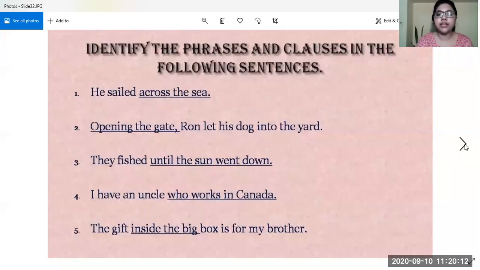Here you have to identify whether the underlined part of the sentence is a phrase or a clause. Let us see who will answer today. I'm not giving you the time. Let us see whether you can answer right away or not. Yes, raise your hands. He sailed across the sea. What is across the sea? Yes, Shuk?